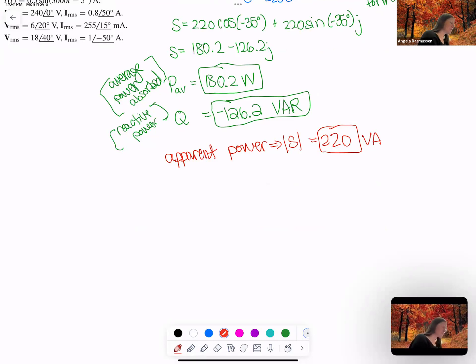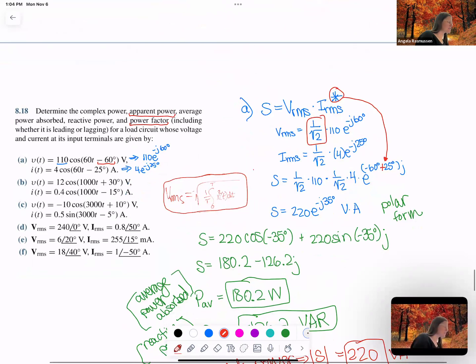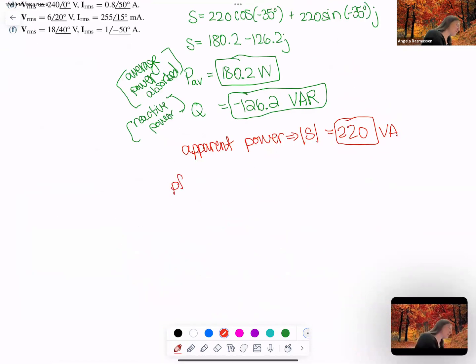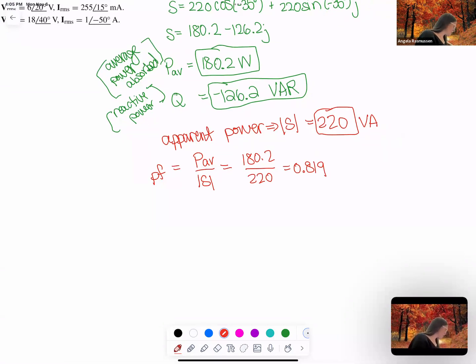Okay, so then PF, the power factor, and then determine if it's leading or lagging. So PF is going to be the P average divided by the apparent power. And so that will be 180.2 divided by 220, which gives 0.819. And so that is going to be leading.